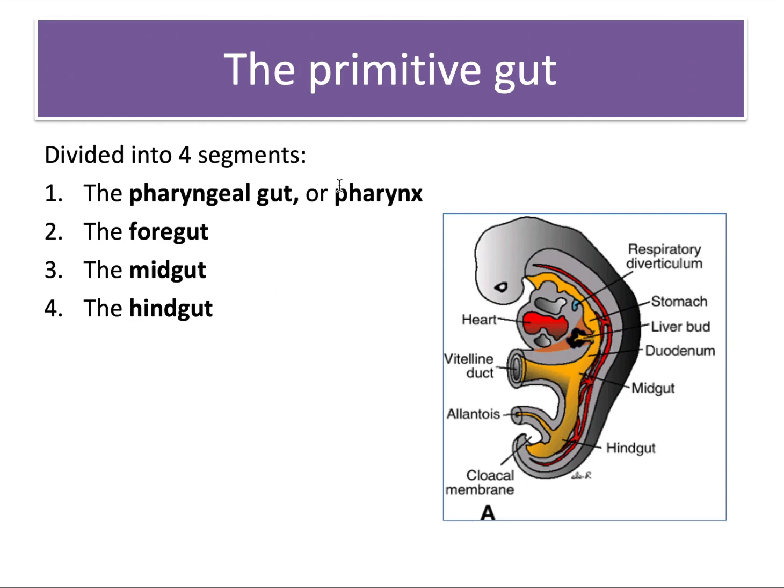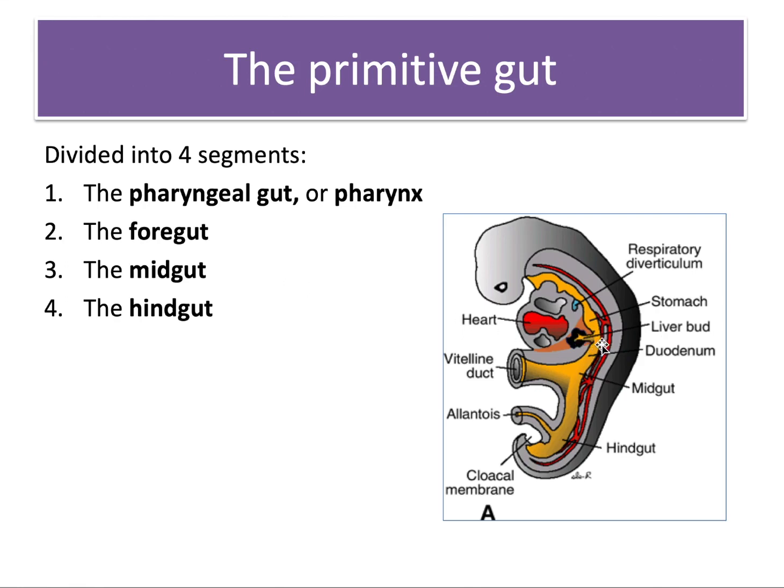The primitive gut at this stage of development can be divided into 4 segments. The pharyngeal gut, or the pharynx, extends from the oropharyngeal membrane or buccopharyngeal membrane to the respiratory diverticulum. The foregut extends caudal to the respiratory diverticulum till the area of the liver outgrowth.